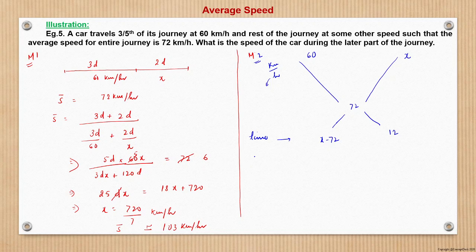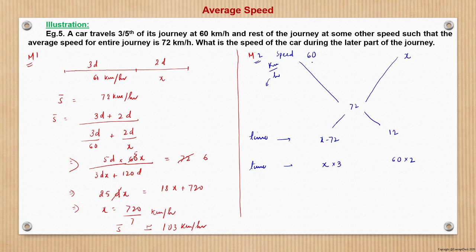Further, we can also say that at 60 and at x kilometer per hour, if the distances covered were equal, then the ratio of the time would have been just inverse, x and 60. However, here the distances are not equal. They are in the ratio 3 is to 2. So we multiply this time by 3 and 2, as we had seen in the previous problem, right?